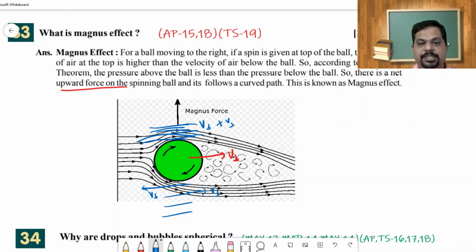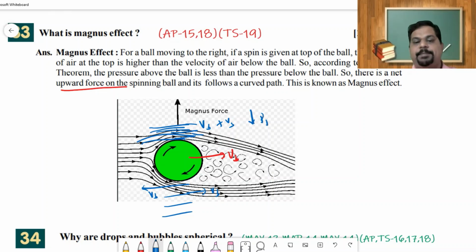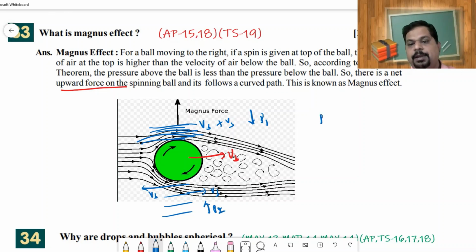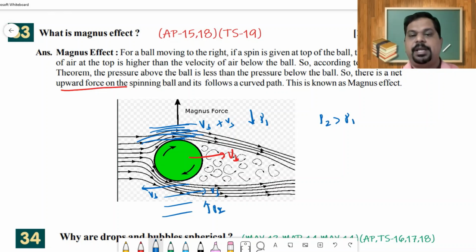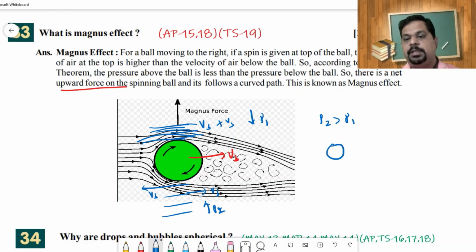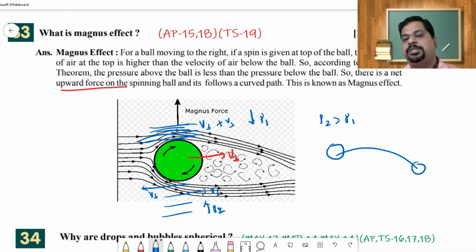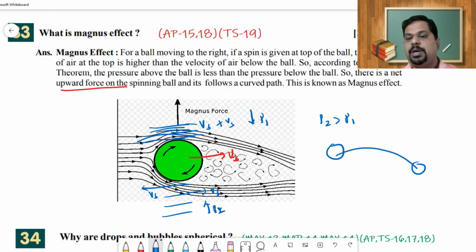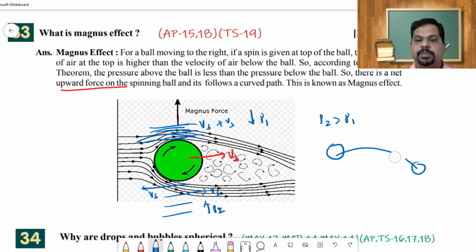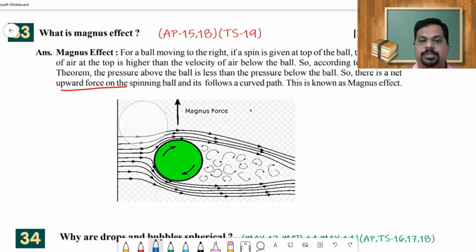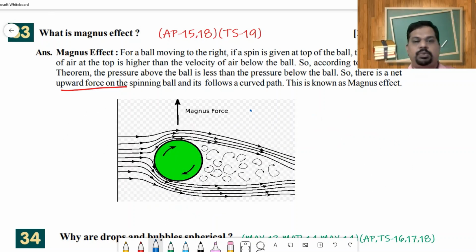So the more the velocity, the less the pressure. The less the velocity, the more the pressure. So clearly P2 will be greater than P1. So there is a difference of pressure created. So the ball experiences a net upward force. Because of that, the ball moves in a curved path. Instead of moving in a straight line, it may move in a curved path and land somewhere else. This is the principle behind a spinning ball. So again, I'm telling you, this Magnus effect is also a consequence of Bernoulli's principle that you should keep in mind.